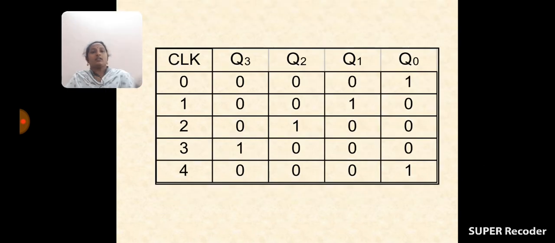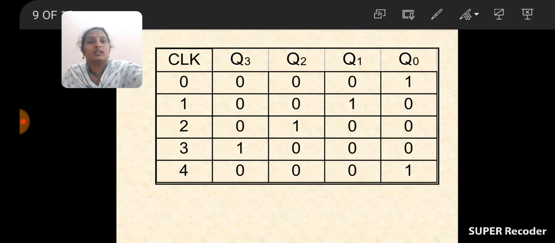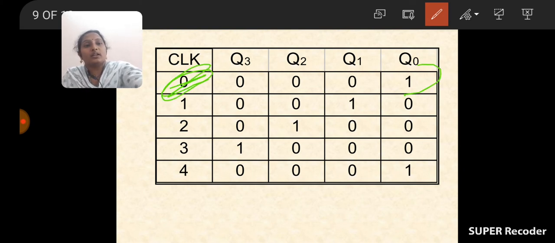Okay, see, this is the truth table of our ring counter. Whatever was explained in the operation is reflected in the truth table. See here, for the first clock pulse, that is the 0th clock pulse, the output of Q0 is 1. Okay, and for the next clock pulse the output of Q0 is 0, and the remaining are also 0, but only Q1 is 1. And for the next clock pulse, the output of Q2 is only 1, and the remaining are all 0.